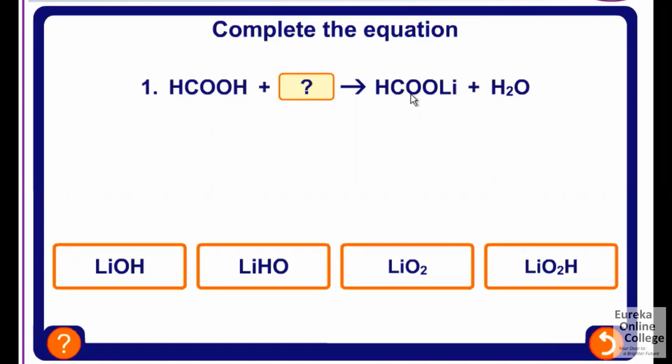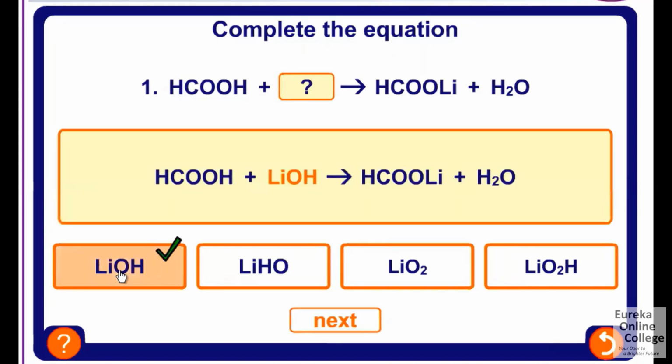Now we've got lithium and we've got water. So that is telling me that we must have added lithium hydroxide, not just lithium. If we'd just added lithium, we would have ended up with hydrogen on its own, not water. So LiOH in that case. So we've got an acid and we've got an alkali.